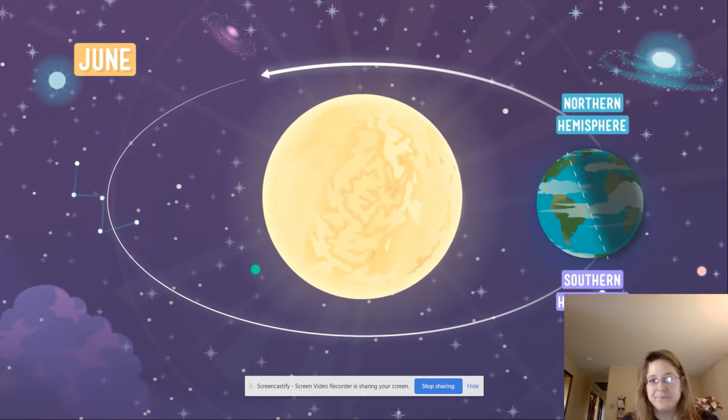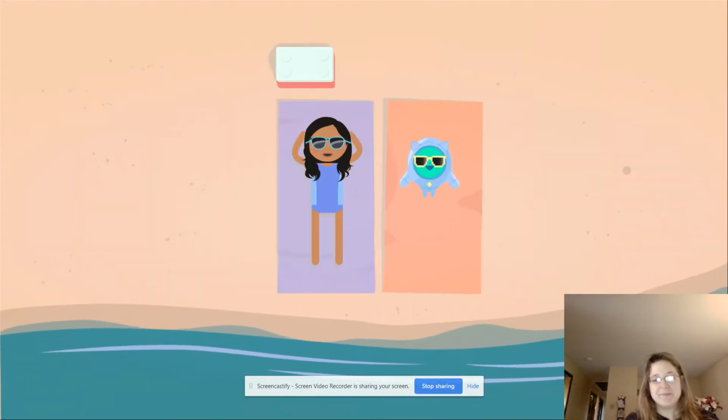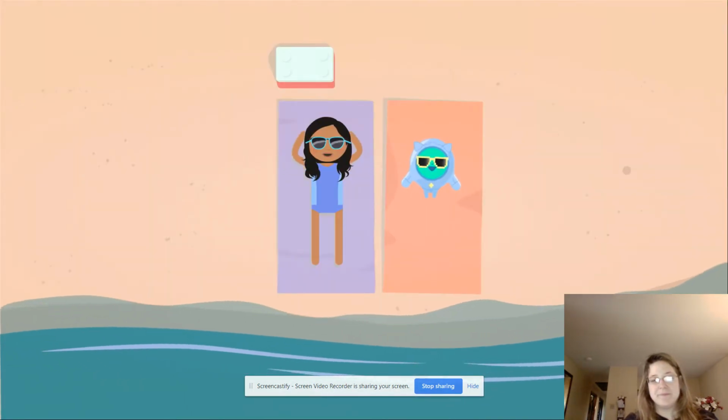This means that it's getting a lot of direct sunlight, light that's hitting it straight on. If you've ever sat directly underneath a bulb, you know that things can get pretty hot, and that's exactly what's happening to the northern hemisphere. It's summertime and the living is easy. Temperatures are warm and days are long.